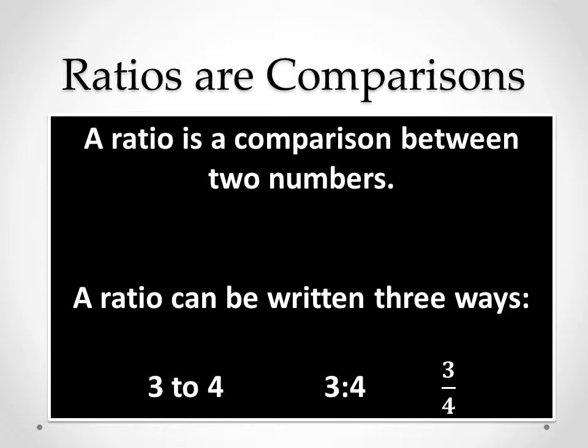So a ratio is a comparison between two numbers, and we can write them three different ways. We can write them with the word "to" in between the numbers, with a colon in between the numbers, or we can write them as a fraction. They all mean the same thing.